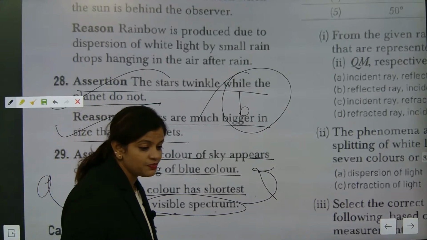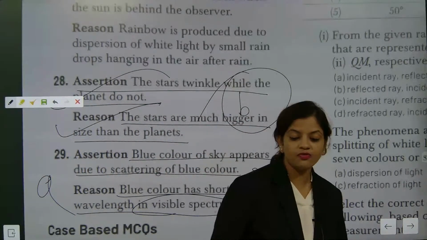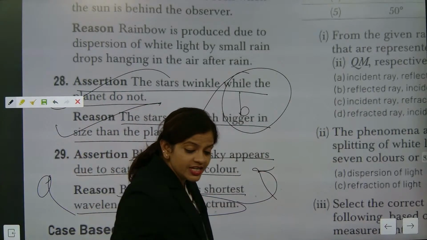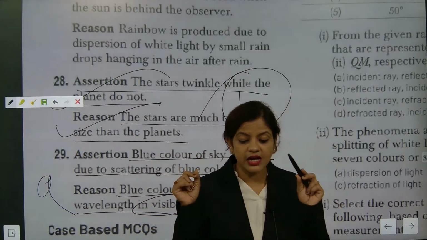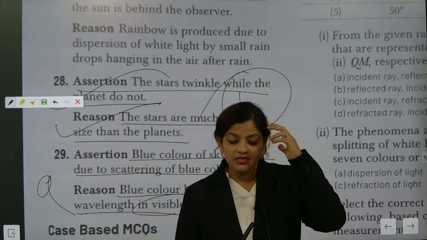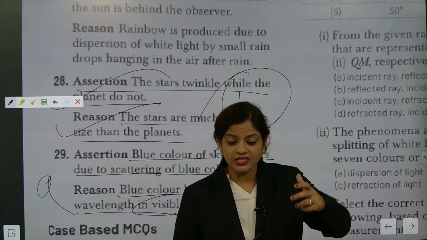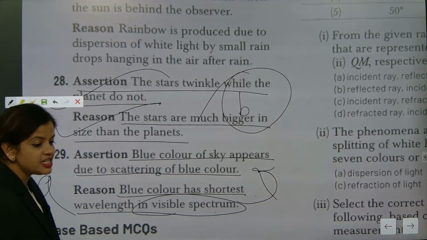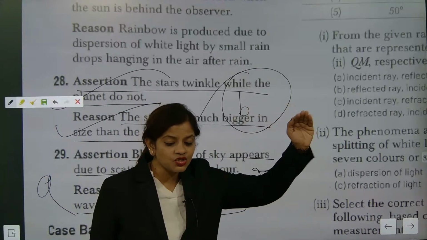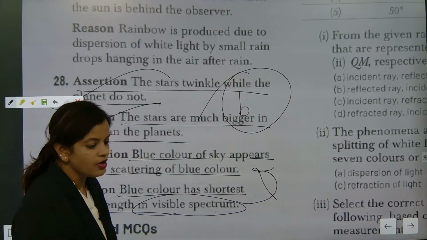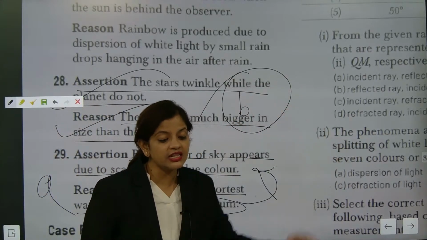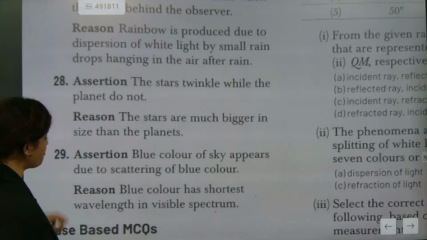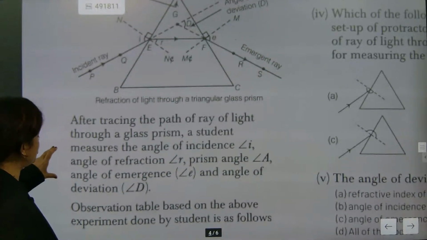Stars are point size, but the real size of a star is bigger than that of a planet. It looks point size to you. This is exactly the trap for all of you. The stars are point size from Earth, but are they actually point size? No, they are not. They are much bigger than any planet. Understood? So you have to gather the facts. Presence of mind has to be there. And this is your next question.